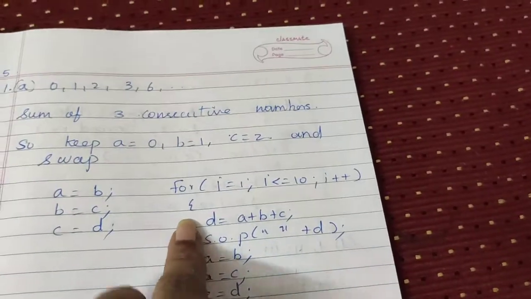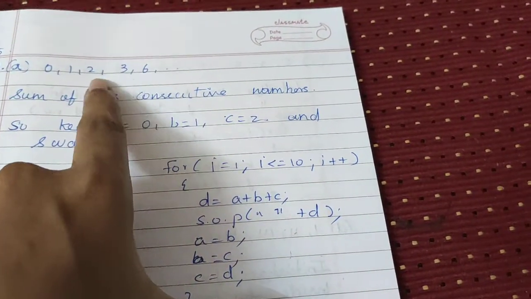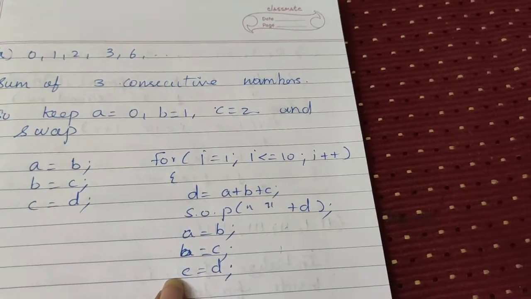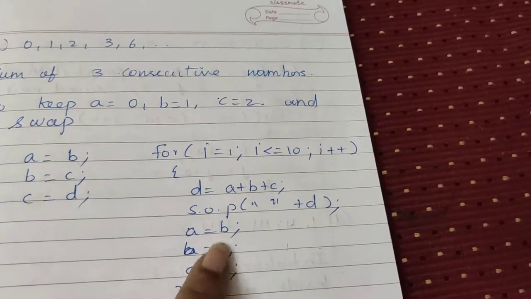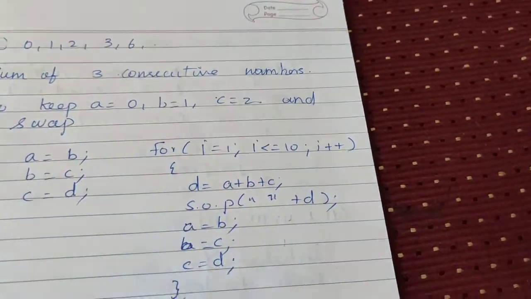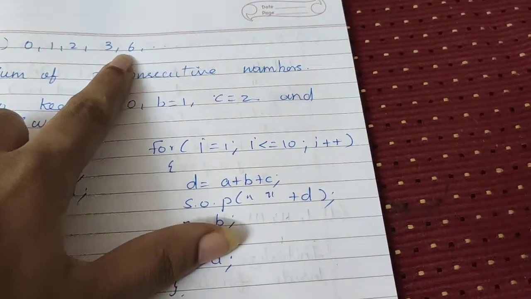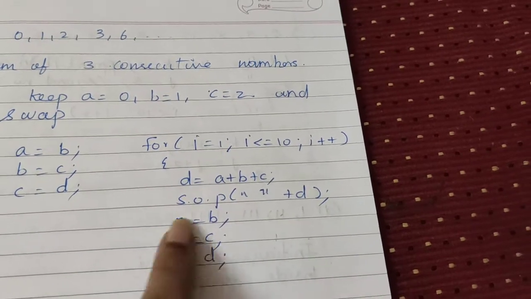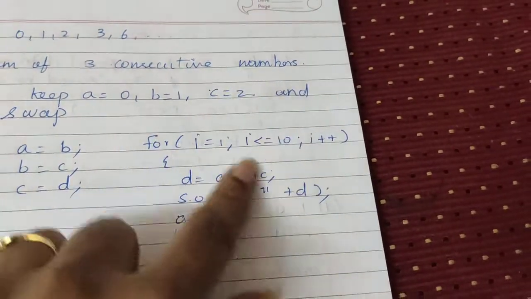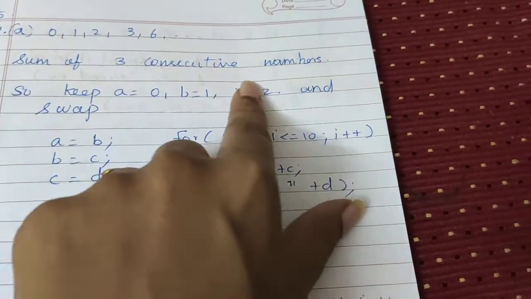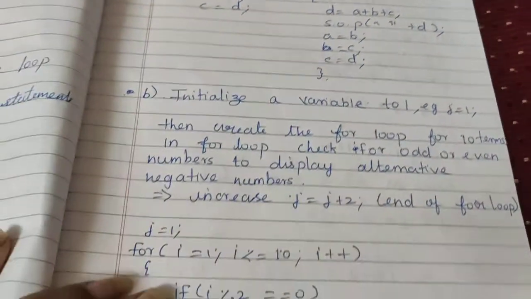That is 3. The fourth number will be coming into c. And now once again if you add, d is equal to a plus b plus c, so you will get 6. Again in c, again you are going to swap, and if you keep on doing like this, you will get the sum of three consecutive numbers.